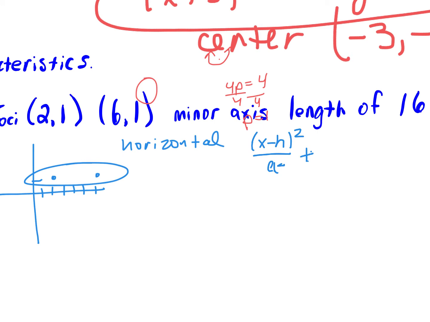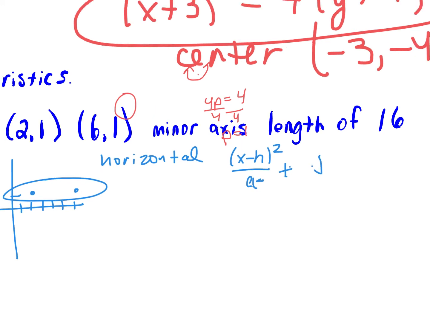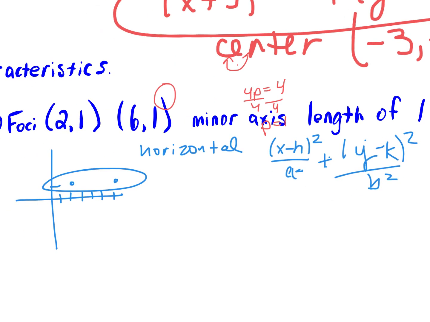plus Y minus K, quantity squared over B squared. So we need to find all the stuff that goes with this, all right?